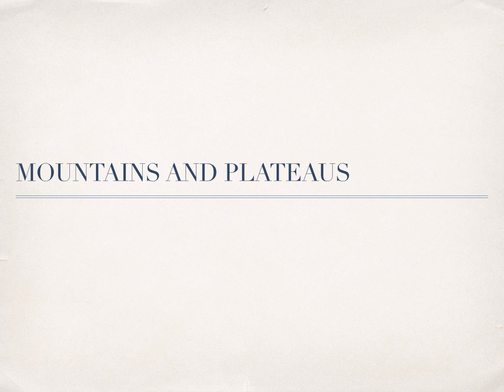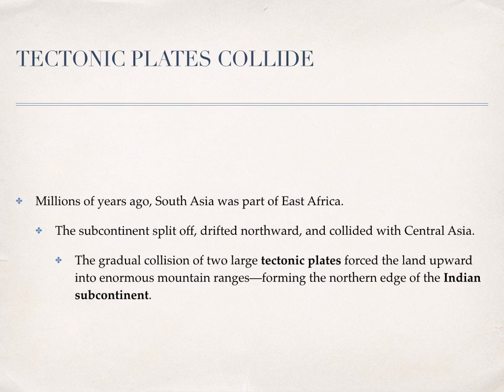Mountains and plateaus. Tectonic plates collide. Millions of years ago, South Asia was actually part of East Africa, but the subcontinent split off, drifted northward through the oceans, and collided with Central Asia. This gradual collision of two large tectonic plates forced the land upward into enormous mountain ranges. Today, this forms the northern edge of the Indian subcontinent.